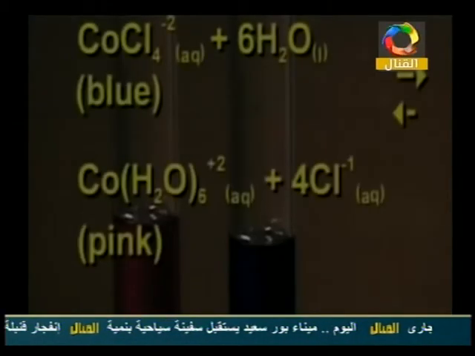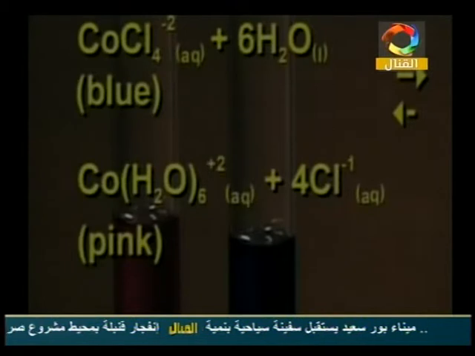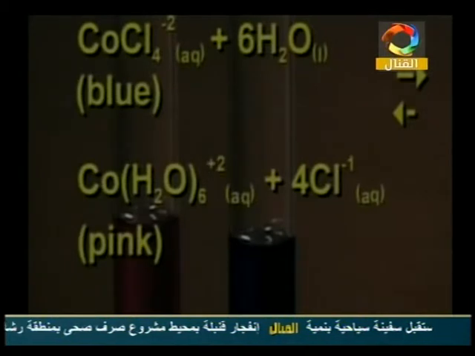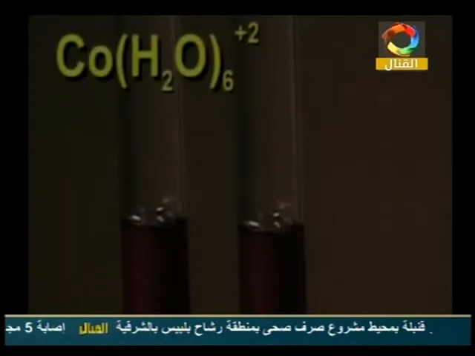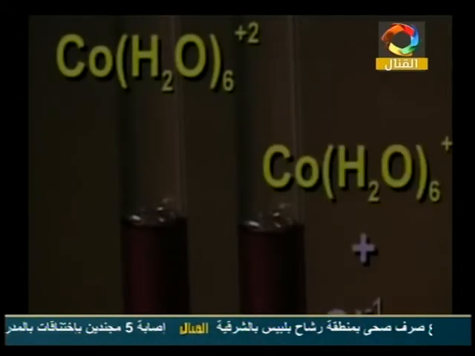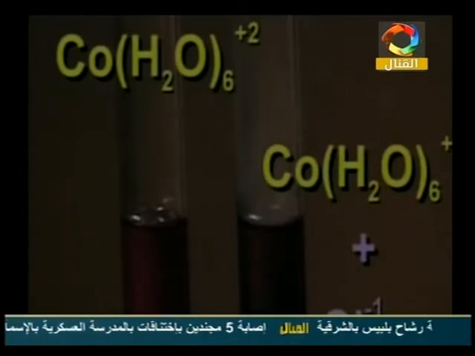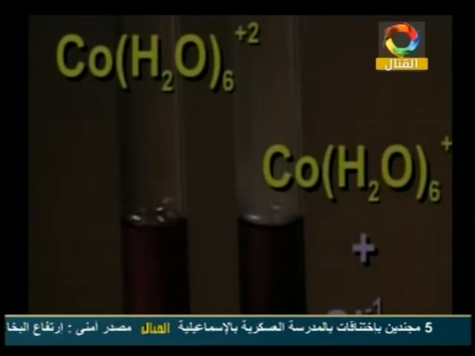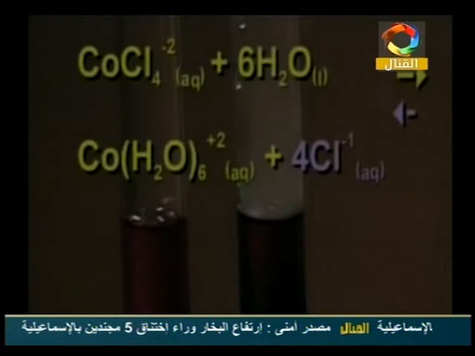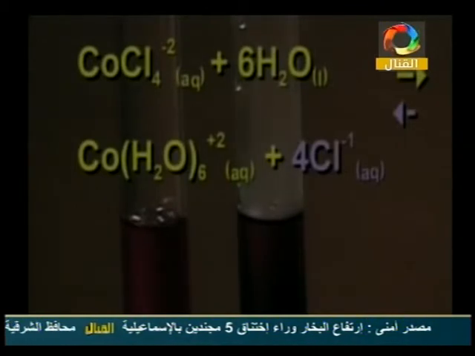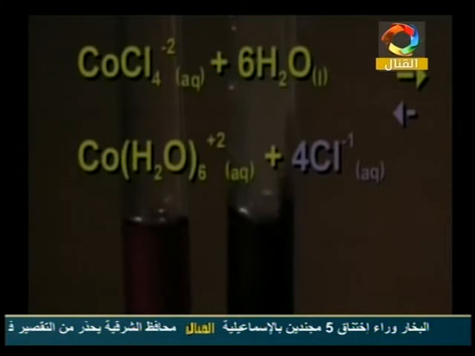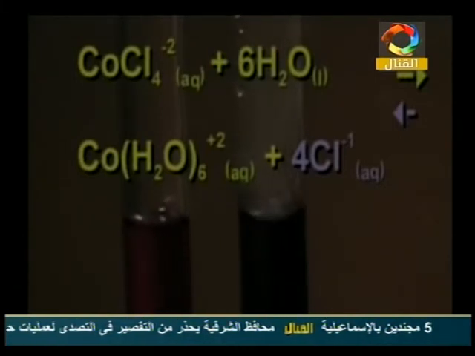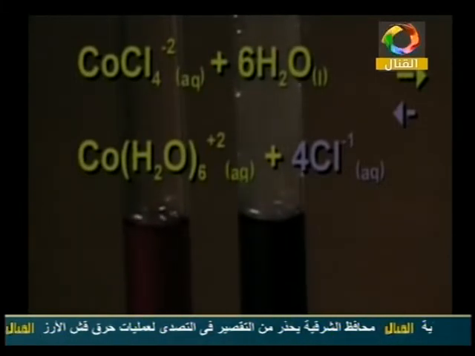If you have two tubes, cobalt chloride and water, 6 water, I will try to say what happened during this reaction. Cobalt hydrated with water, Co(H2O)6 2+, when chloride is added, the color changes. Cobalt chlorate and water will be Co(H2O)6 2+ plus 4Cl-.